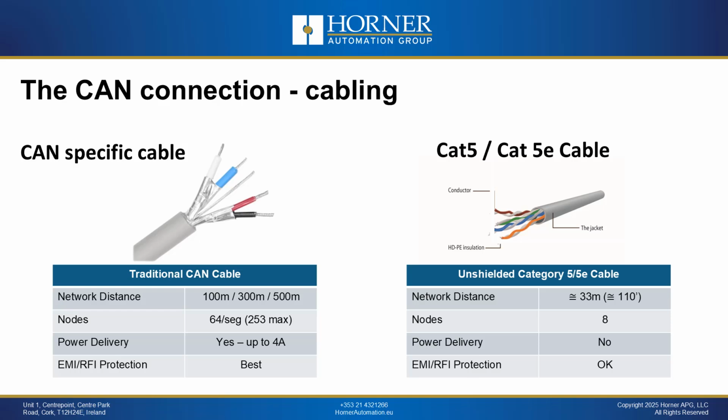Now if we look at the category 5/5e cable, which is always unshielded with CAN, the network distance is limited to 33 meters, which is still about 110 feet. We can do up to 8 nodes on that network. It does not provide power delivery, as we mentioned, and for EMI and RFI protection, because the conductors are twisted we get some benefit from that, but it does not have the top level of EMI/RFI protection that we have with CAN specific cable.